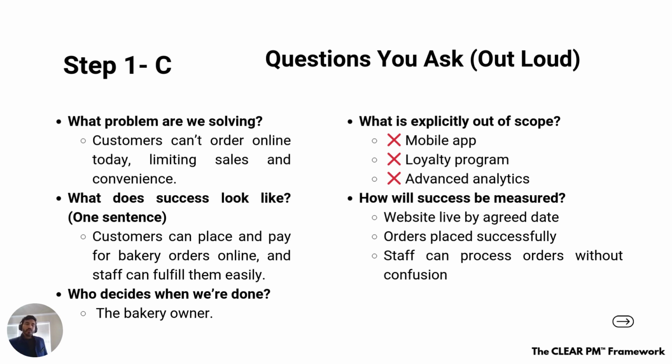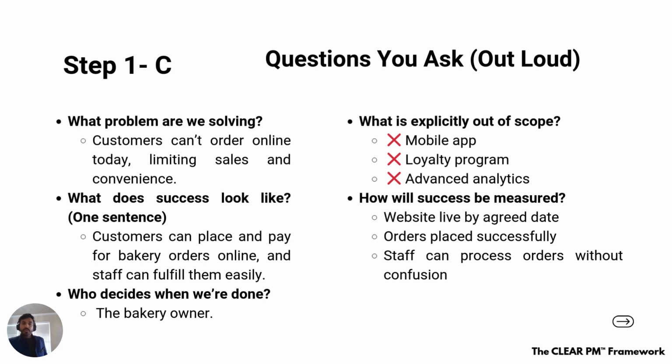What does success look like, which I generally define, right? And this is for your stakeholder, a bakery owner, right? The customer can place and pay for a bakery order online and staff can fulfill them easily, right? So you can see three parts over here. Number one, customer can order online. Number two, staff can fulfill. Number three, there is a payment option, right? So if I manage these three things, I think this is good to start with.